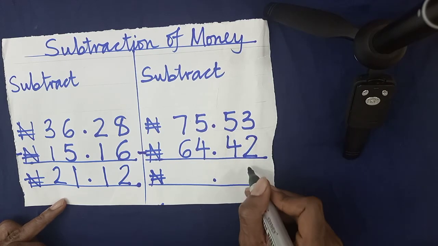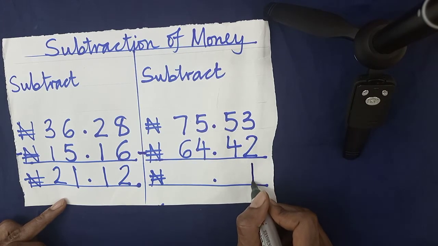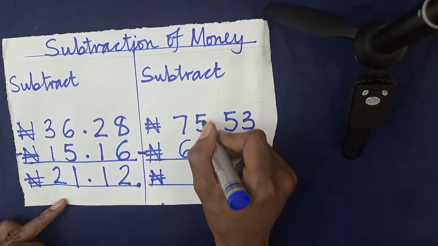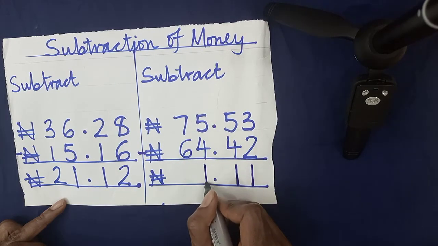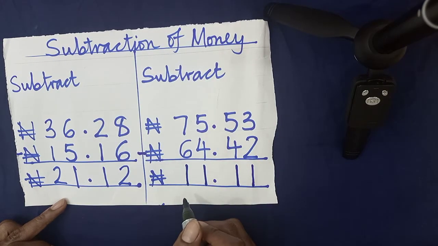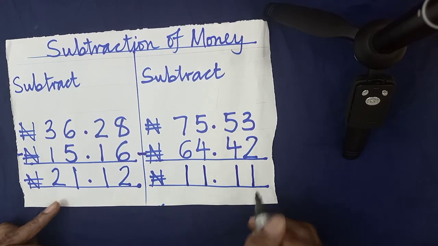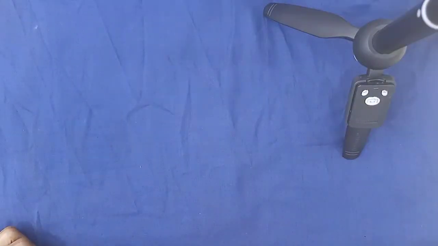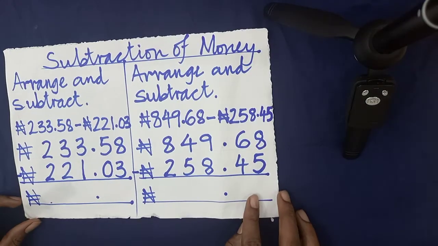3 minus 2 is 1. 5 minus 4 is 1. 5 minus 4 again is 1. And 7 minus 6 is 1. Quite simple. So the answer is 11 naira 11 kobo. Alright, now let's take 2 more and we'll be done with the lesson.